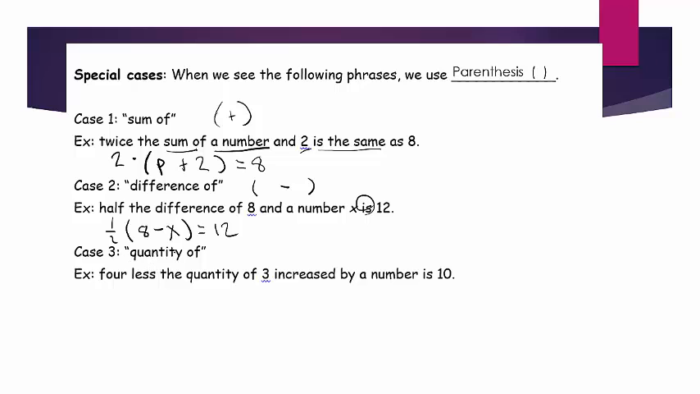Case 3, I can use the words "quantity of," that also means just parentheses, and I'll tell you the operation. So I see "4 less," not "less than," so I can go ahead and write 4 minus. It says "the quantity," so right away I put in parentheses, and I keep reading to figure out what I should write in those parentheses. 3 increased by a number. So there's 3, increased is obviously adding, and a mystery number, so let's call that P. That equals 10.